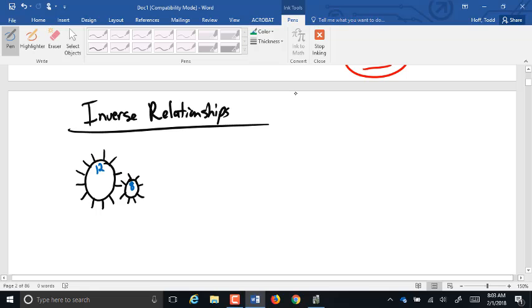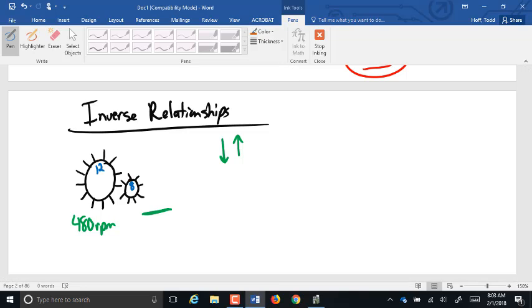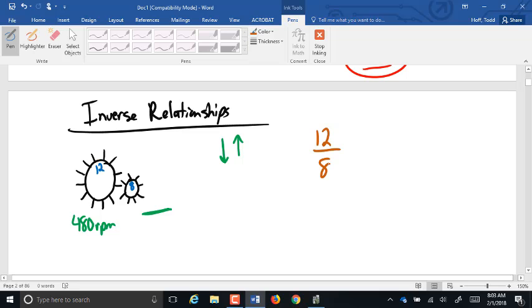If I tell you that this large gear is turning at 480 RPM, does that little gear have to be turning faster or slower? Faster. The number of teeth went down, the RPM has to go up. This is an inverse relationship. Now, the way most textbooks handle this is a way that I really don't like. They do the gear ratio of 12 teeth to 8 teeth, right?